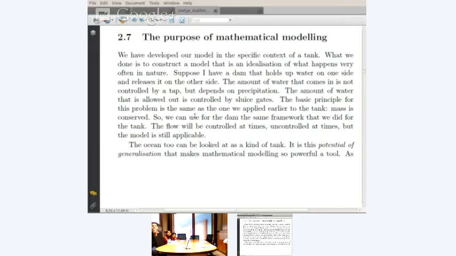The basic principle for this problem is the same as the one we applied earlier to the tank. Mass is conserved. So we can use for the dam the same framework we did for the tank. The flow will be controlled at times, uncontrolled at times, but the model is still applicable. And this is the power of a mathematical model. The ocean can also be looked at as a kind of tank. We did that when we were talking of aspect ratios. It is this potential of generalization that makes mathematical modeling so powerful a tool.